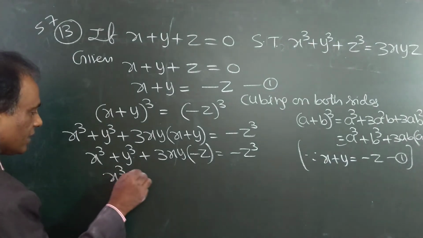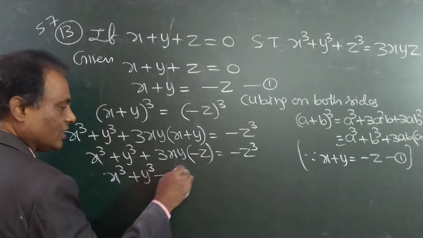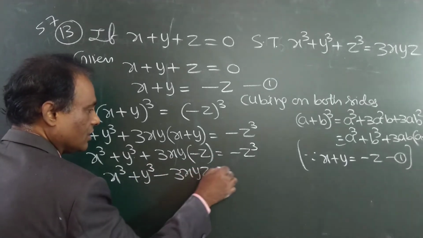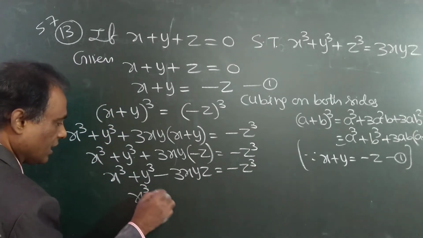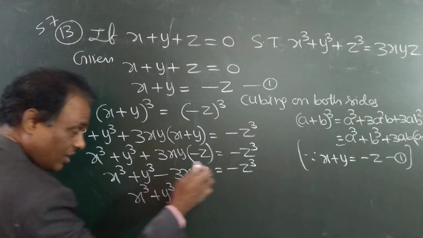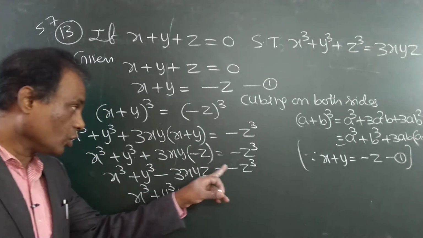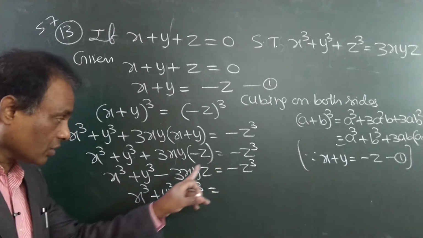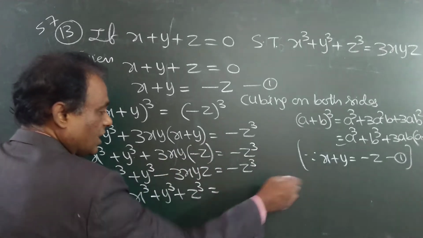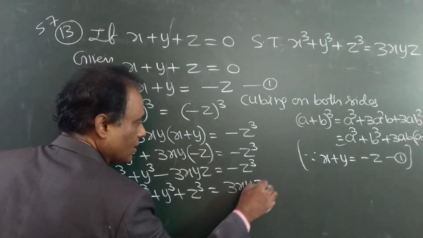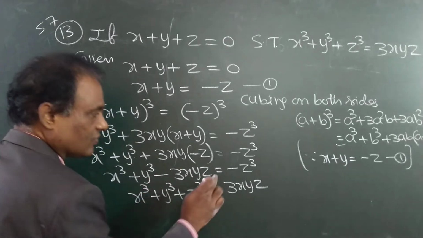X cube plus y cube plus 3xy into minus z, that is minus 3xyz, is equal to minus z cube. So the x cube plus y cube stays on this side, and minus z cube taken to the left side becomes plus z cube. Minus 3xyz taken to the right side becomes plus 3xyz.